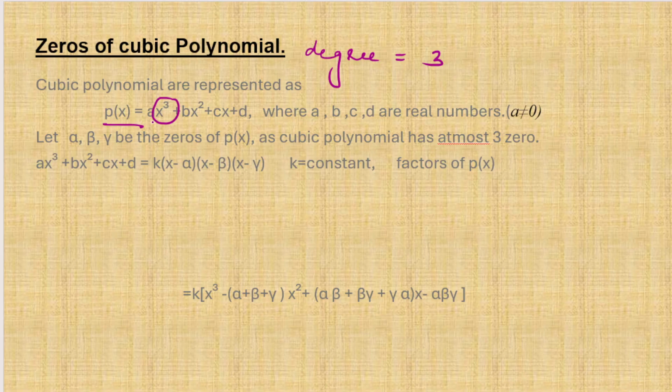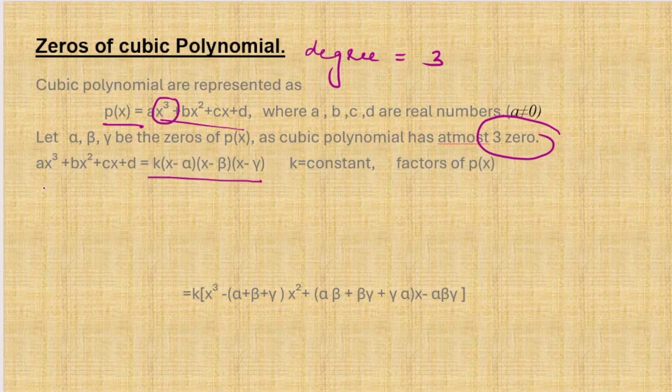We have the polynomial ax³ + bx² + cx + d. Now, we are going to write this polynomial in the form of factors. We know that a cubic polynomial can have maximum 3 factors and maximum 3 zeros. So when we write it in factor form, it is equal to k(x − α)(x − β)(x − γ), where all these are the factors of the cubic polynomial.